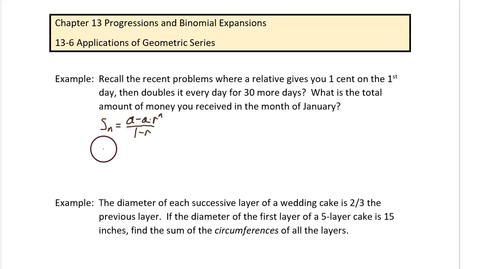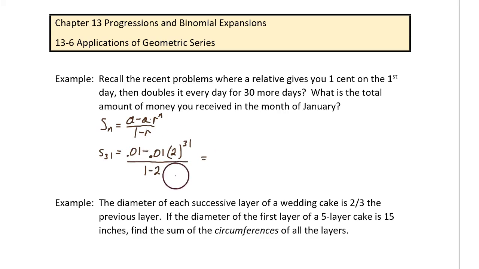The month of January has 31 days, so we want to find the sum of 31 terms. The letter A refers to the amount earned on the first day. That's 1 cent, 0.01. Then we have the letter A again. And then we have R, our ratio. The situation was doubling the money, so R is 2. The letter N is 31. And in the denominator, 1 minus 2.